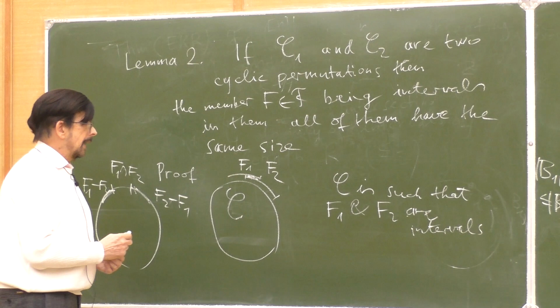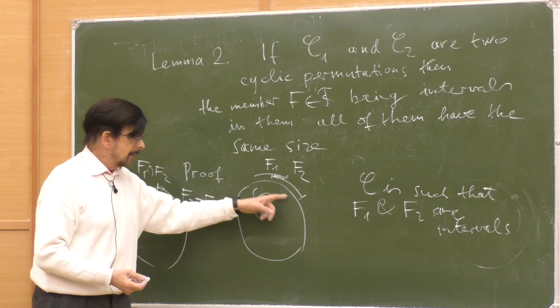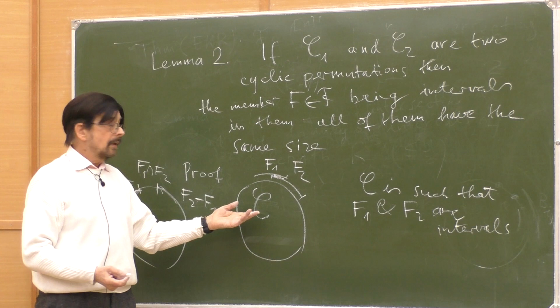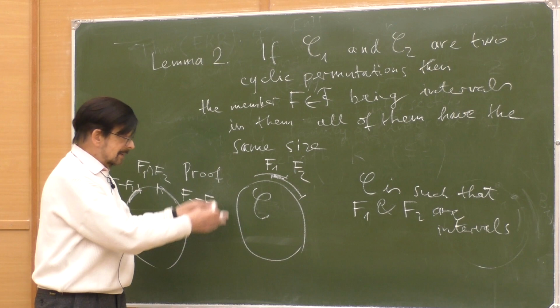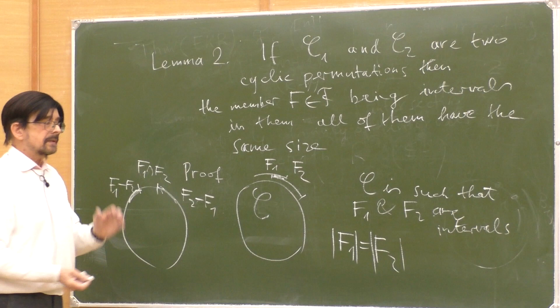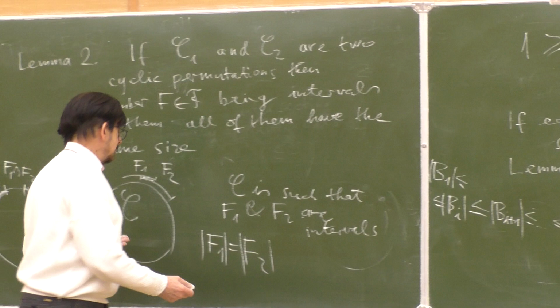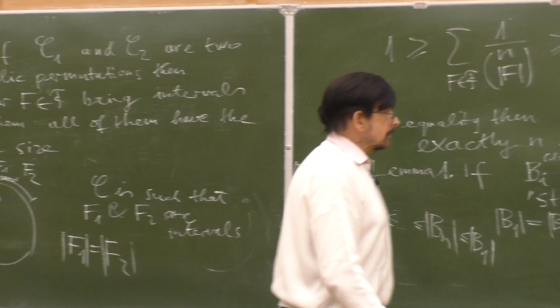And we know that the sets along this cyclic permutation, what we obtained in this way, all the intervals have the same size. And this is one cyclic permutation, and we have two intervals from a family, so we obtain from this lemma that they must be of the same size. So now I arrive to this point really.